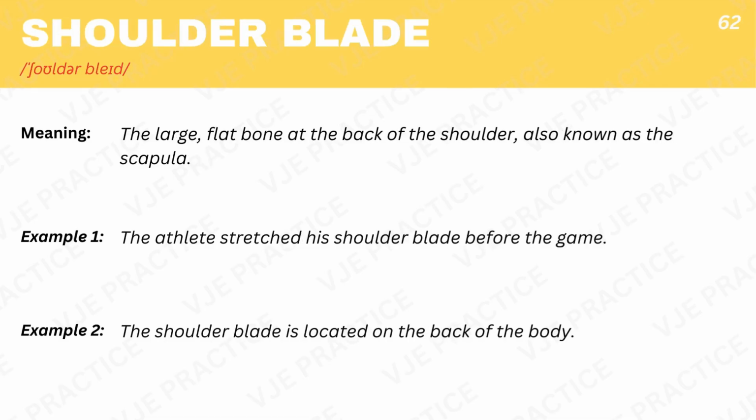Shoulder blade, the large flat bone at the back of the shoulder, also known as the scapula. Example 1. The athlete stretched his shoulder blade before the game. Example 2. The shoulder blade is located on the back of the body.